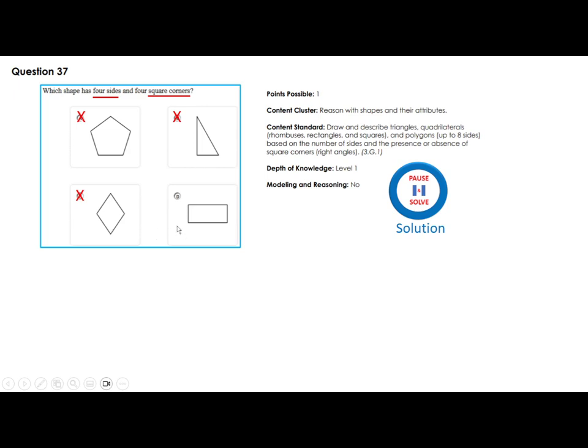Here's your 4 sides. Okay, so you have 1, 2, 3, 4 sides and 4 square corners. Okay, good.